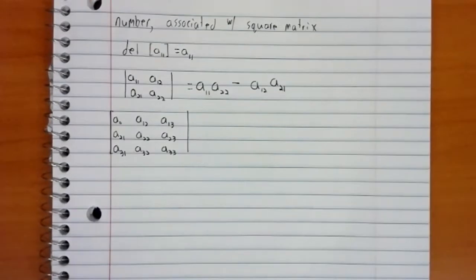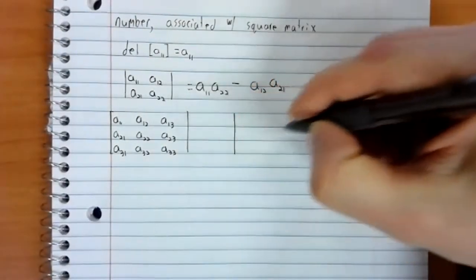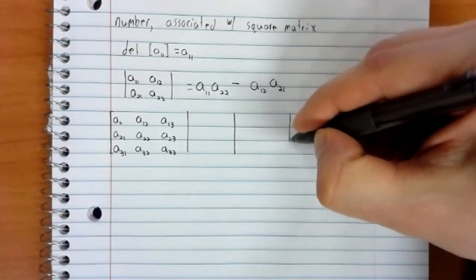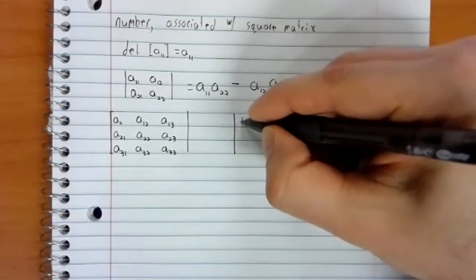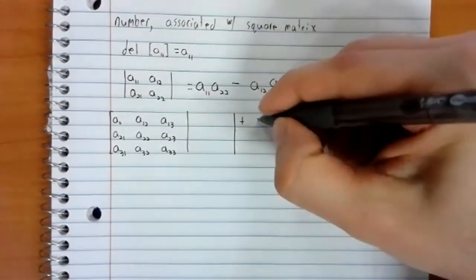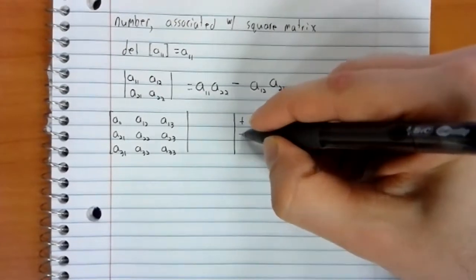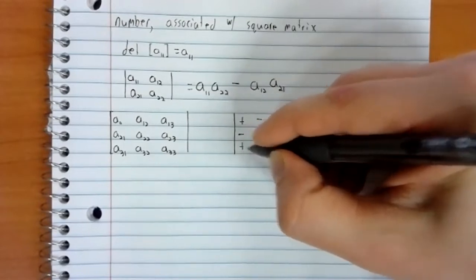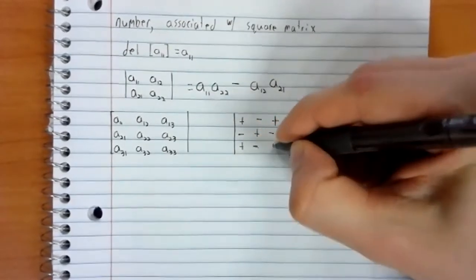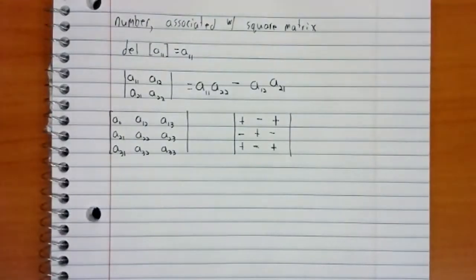We'll start by creating a sign chart of the same size as the matrix. We start with positive up here, and then alternate signs.